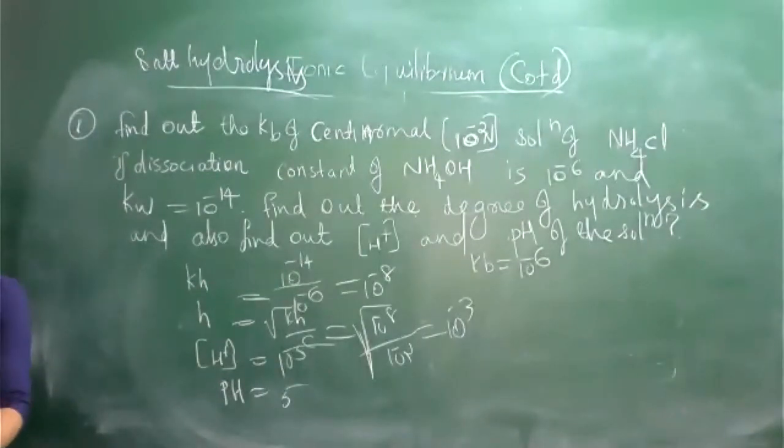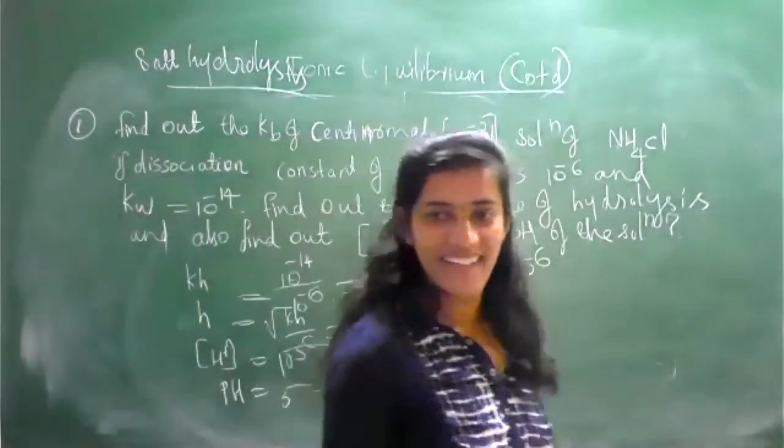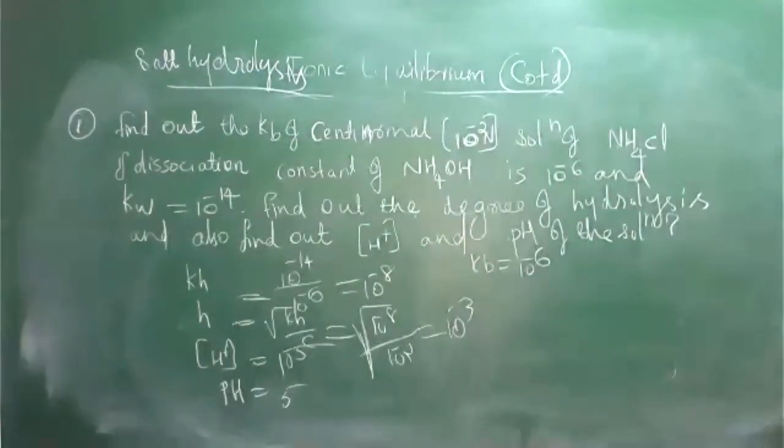Finished. Where is your problem, Dhruv? Got it? You are in confusion, no? What happened? Didn't go well? Find out the Kb. Okay. Find out the Kb.